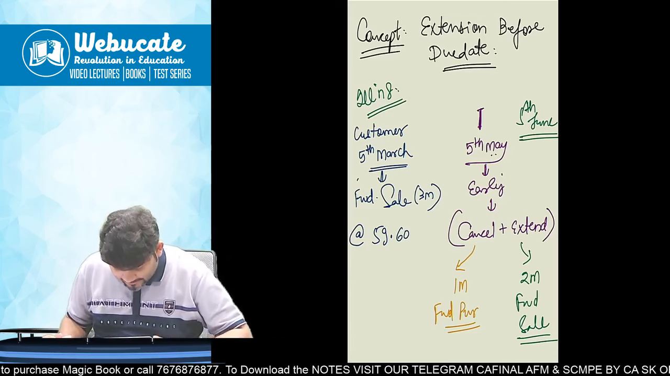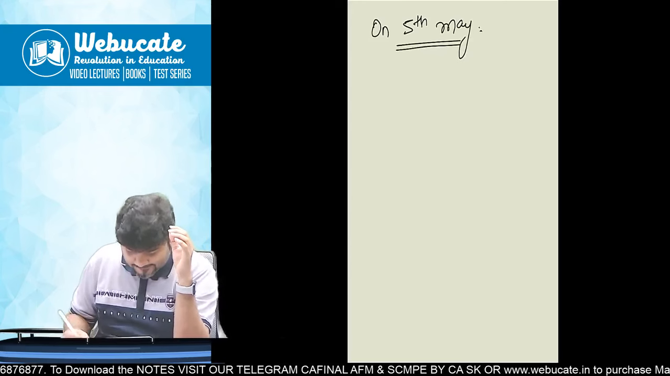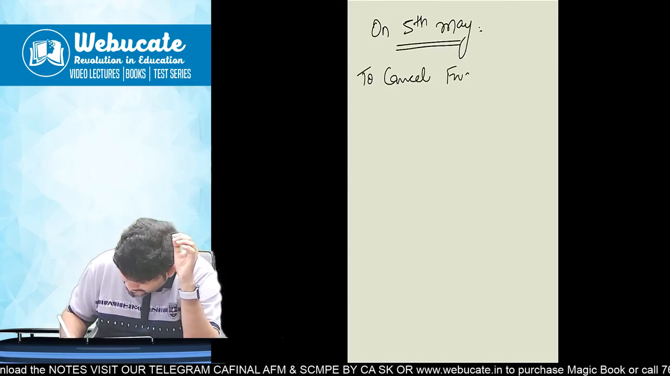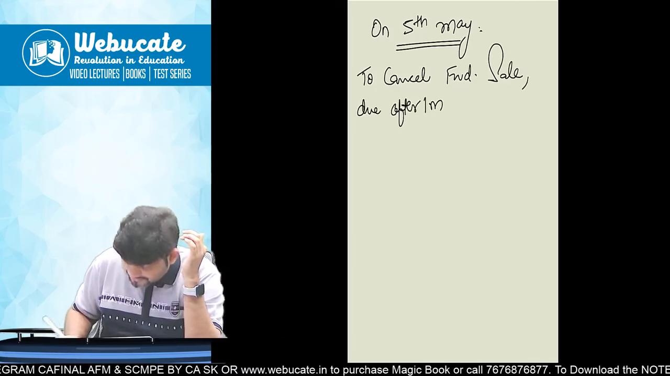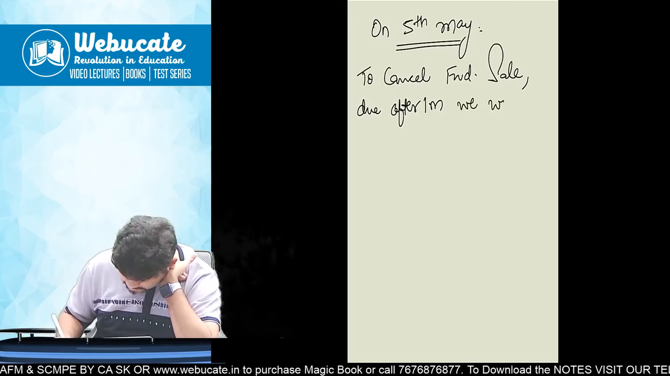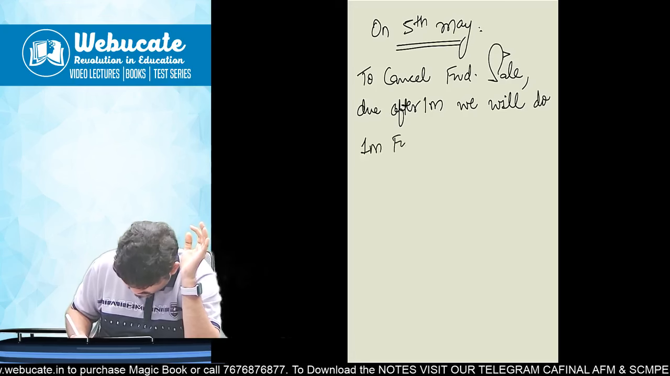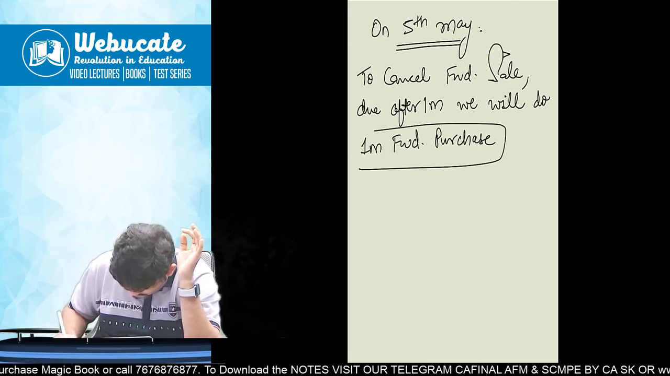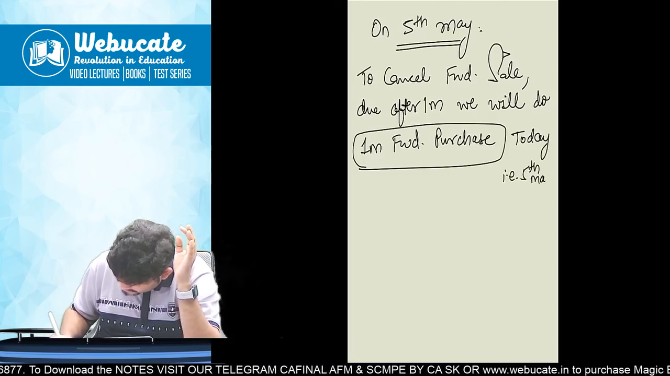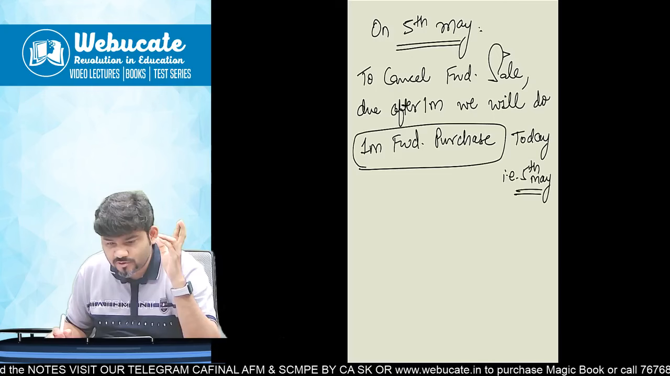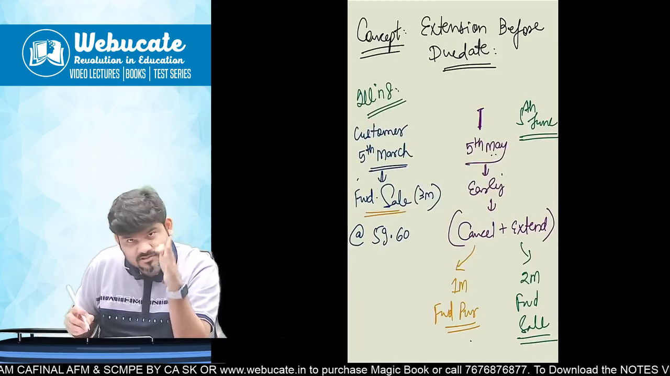So let's start. On 5th May, what will we do? Cancel. So to cancel the forward sale, due after 1 month, we will do a 1 month forward purchase today. That is 5th May. We will do a 1 month forward purchase today, that is 5th May. I have already written here. Because we have a forward sale after 3 months, but after 2 months we come. So now 1 month is left.